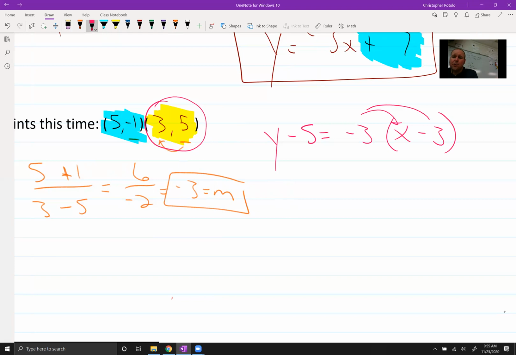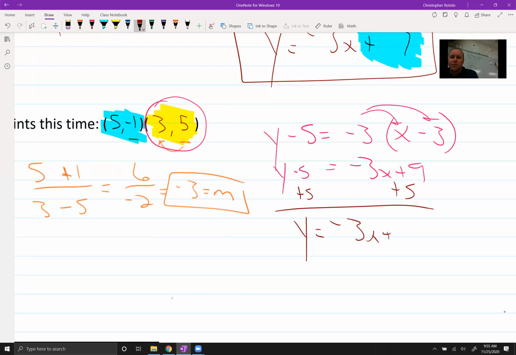All right, so let's distribute: -3x plus 9, y minus 5. And to get rid of the minus 5, we're going to add 5. Whoop, there it goes. y equals -3x plus 14. Well, that one worked out pretty well.